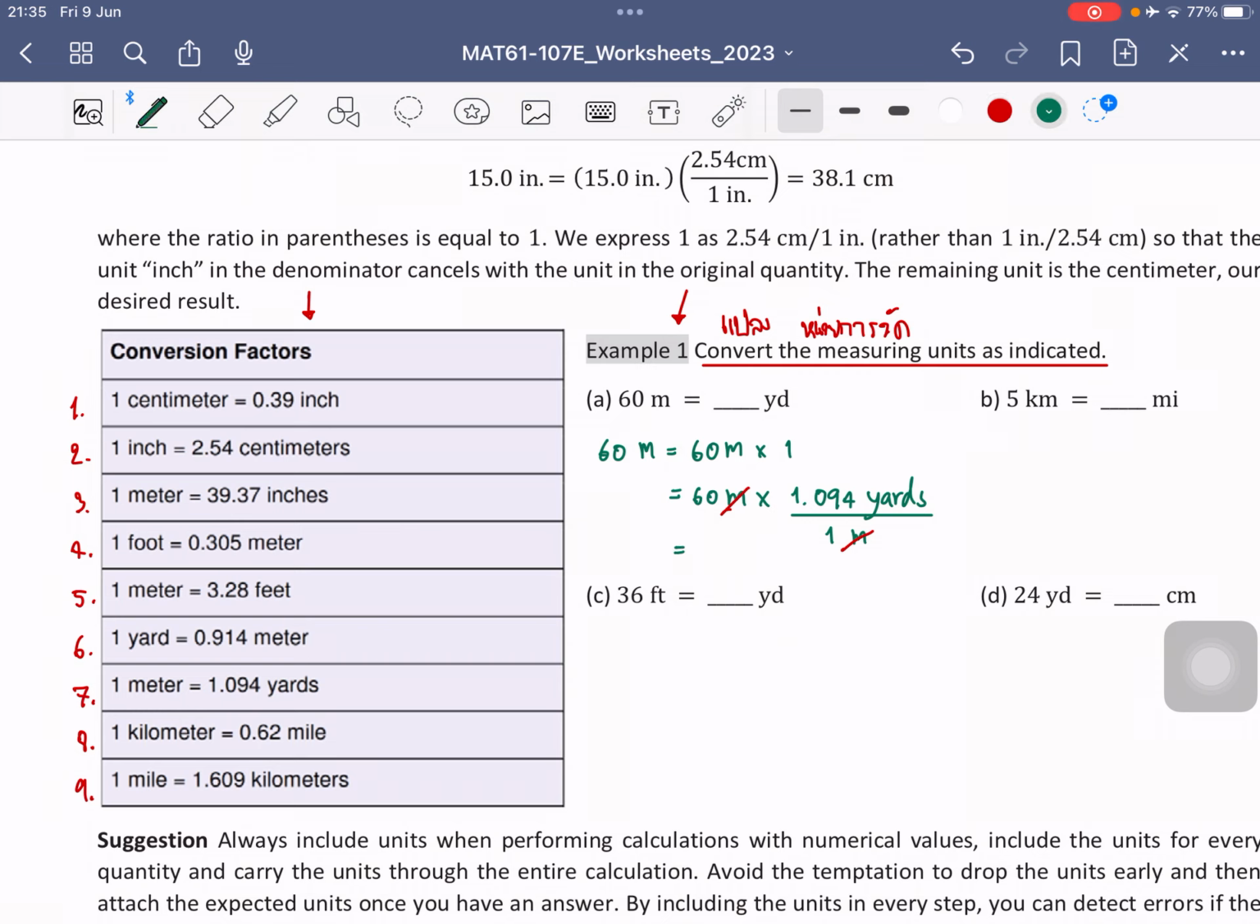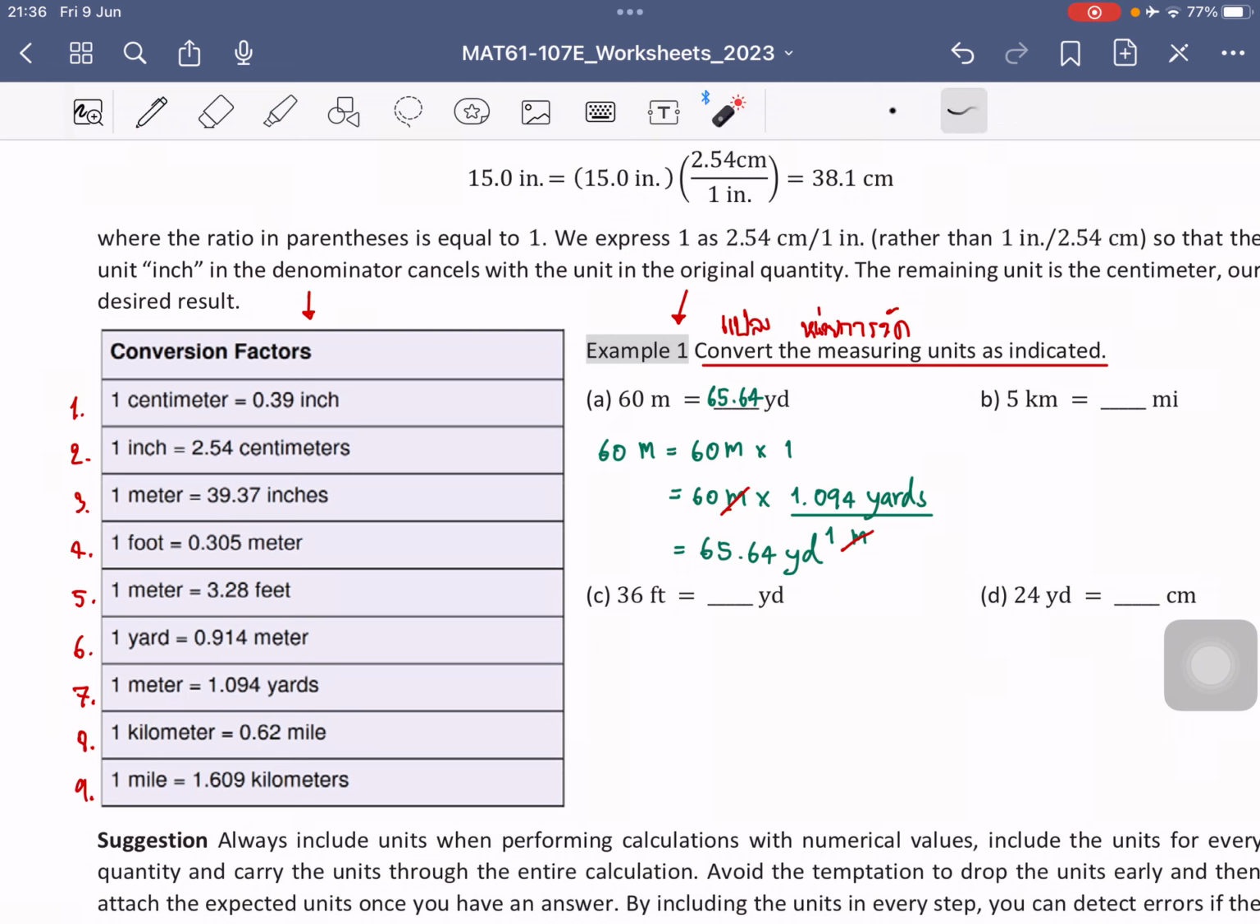If you use a calculator you will get 65.64 yard, because this unit is still here, it doesn't cancel. Only meter and meter are cancelled. Okay, then we get the answer 65.64 yards.